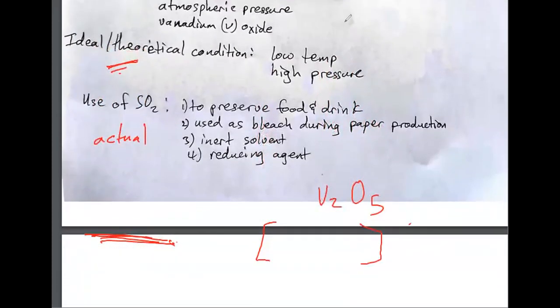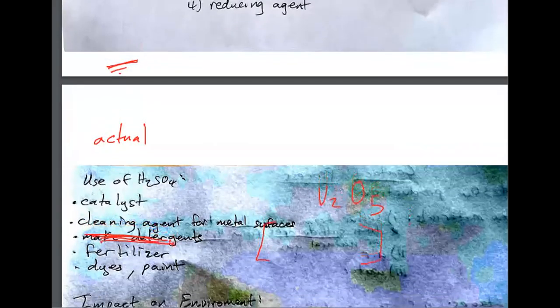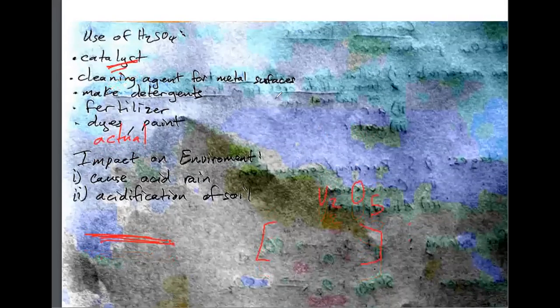Now, apart from that, you must know the uses of SO2, and the uses of sulfuric acid. It can be used as a catalyst, cleaning agent for metals, fertilizer, dyes, and paint. The impact on the environment can cause acid rain and acidification of the soil. So you just need to know at least 2 of each.